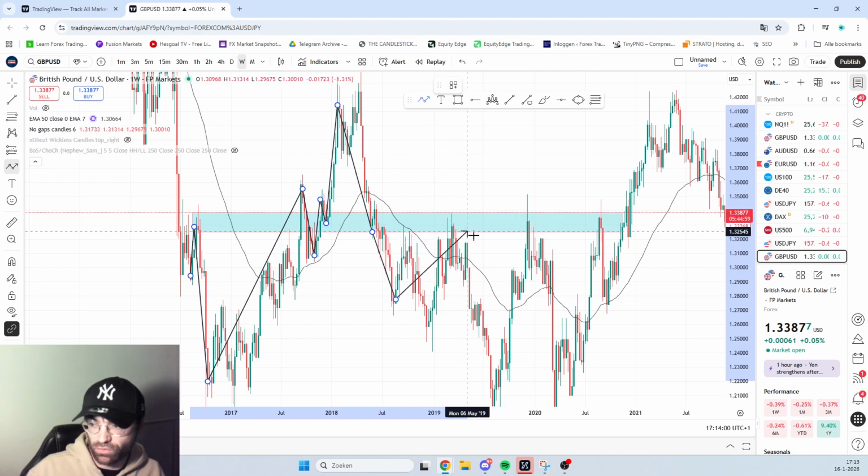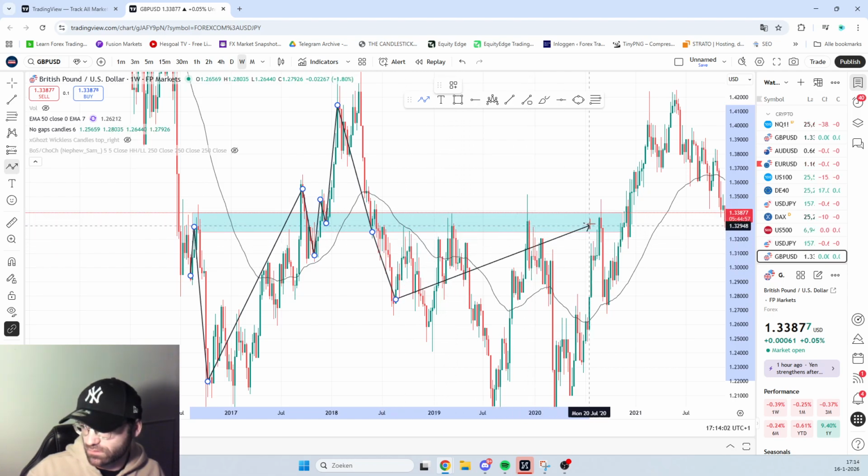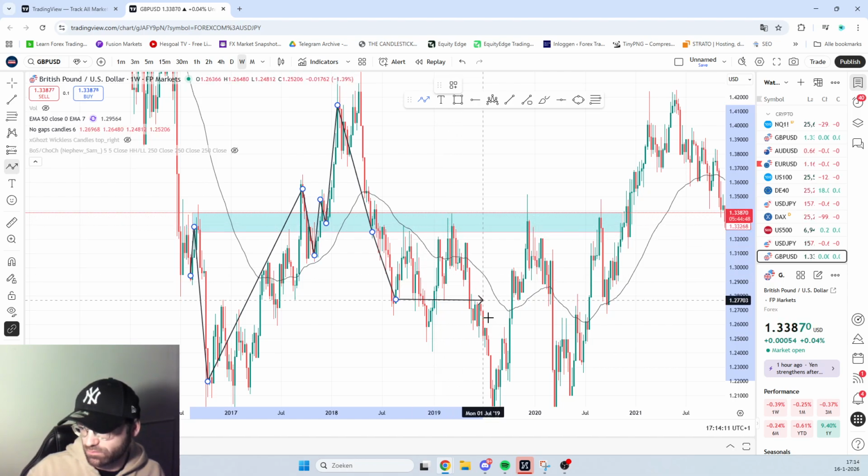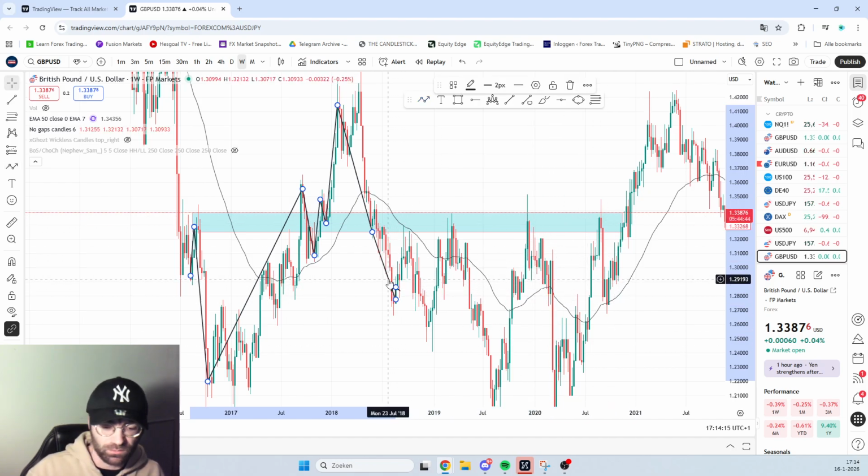But the more important touches are this one, this one, this one. Out of all these, they've acted as resistance. Basically, the area has acted as resistance. Here, massive bounce, massive bounce, massive bounce. So basically, it's very simple how you can trade it.